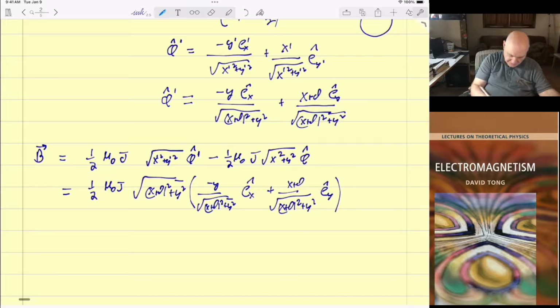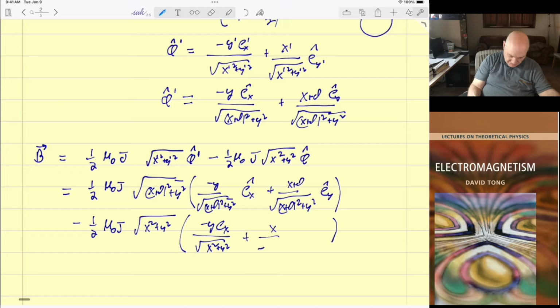And then doing the inner cylinder, we get minus 1/2 mu 0 J times the square root of x squared plus y squared times minus y ex over the square root of x squared plus y squared plus x ey over the square root of x squared plus y squared.